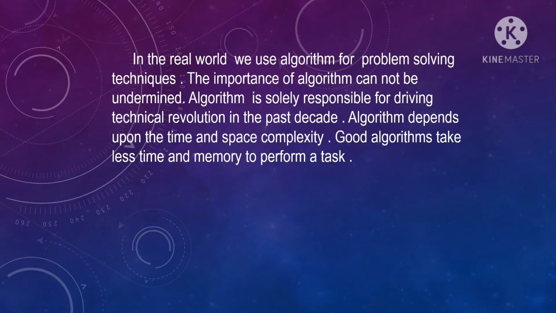In algorithms, there are two main factors. The first is the time factor. Time factor is measured by counting the number of key operations, such as comparisons in a sorting algorithm. The last one is the space factor. Space factor is measured by counting the maximum memory space required by the algorithm.